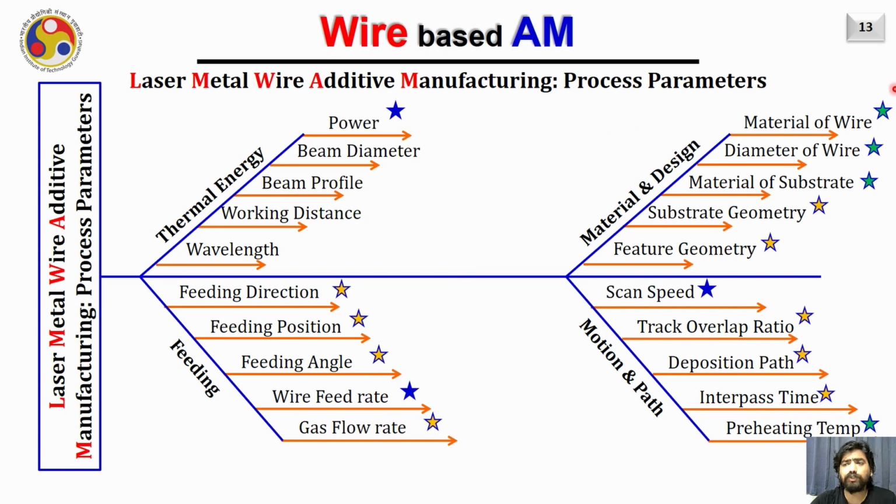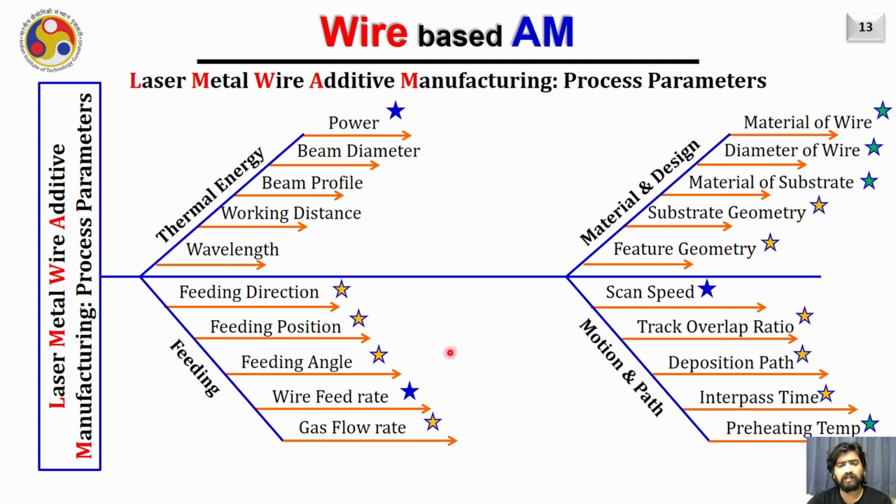The other parameters shown here in green are also in the hand of users, but they typically do not change much, and for a particular wire they remain the same. The other parameters shown here in yellow are also in the hand of the user, but they also don't get changed much once the process is established.